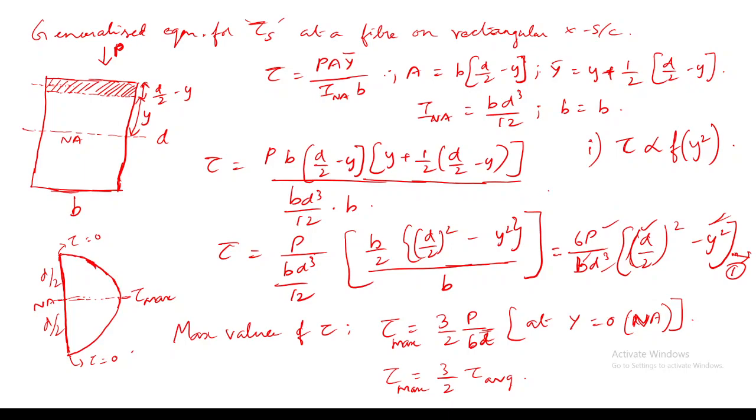Okay. And the second inference is at the neutral axis tau is maximum. And at extreme fibers, I'm writing it as EF, at that extreme fibers, tau equals zero. And as Y increases, we could see tau decreases, or the shear stress decreases. Up to this, it is clear or not?